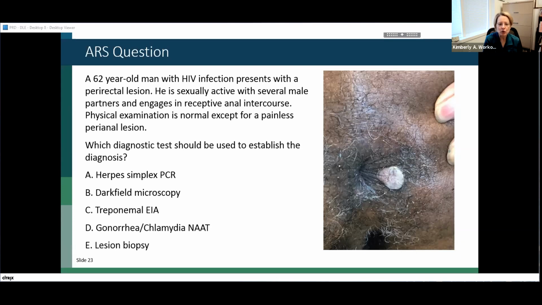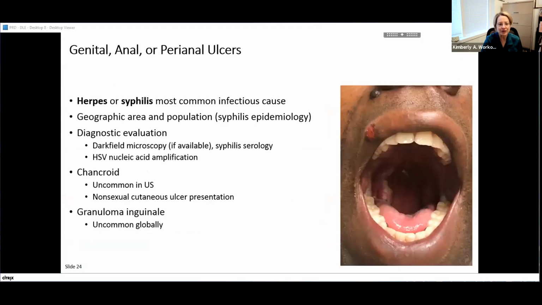And I'll tell you that we'll talk about this at the end. But I wanted to give you an opportunity, when you're looking at this, if this patient presented to you, what test would you order to make the diagnosis? So most people, it looks like, are going for a treponemal EIA. They're thinking about syphilis, and the next most common was lesion biopsy. So keep those in mind. And we'll tell you at the end what the answer is.